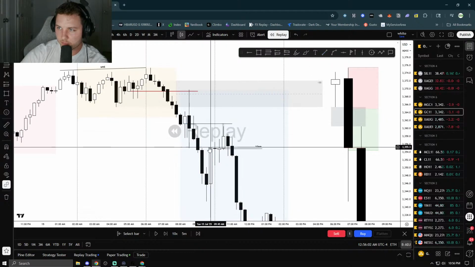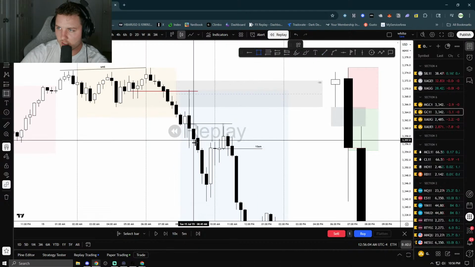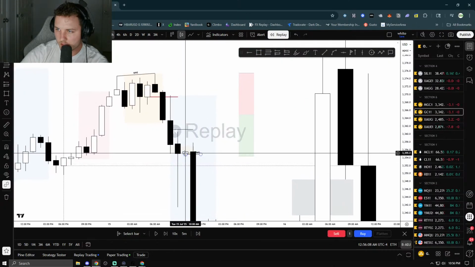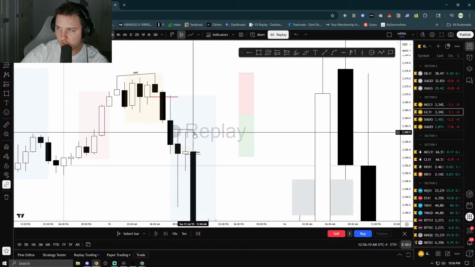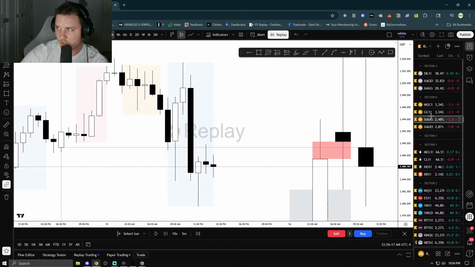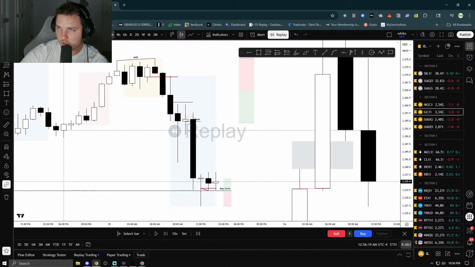This PD array, fair value gap on the higher time frame. Let's see, where's it at? 10. Okay, so do we SMT this? Right, obviously yeah, we do. See how 10 is way up there? Okay, cool. So go back to the 5-minute.